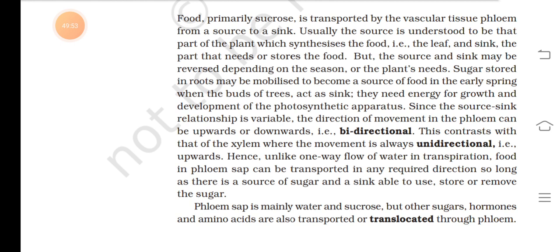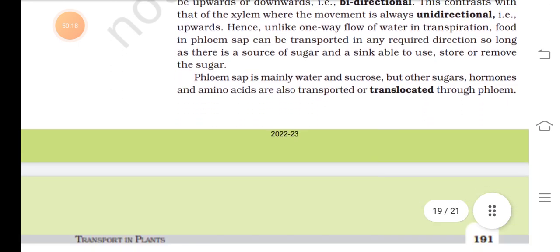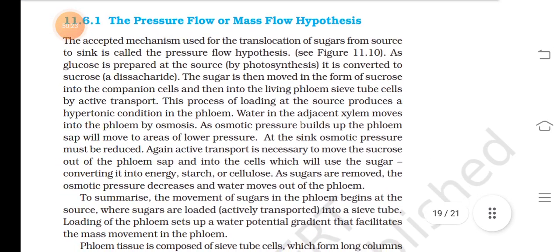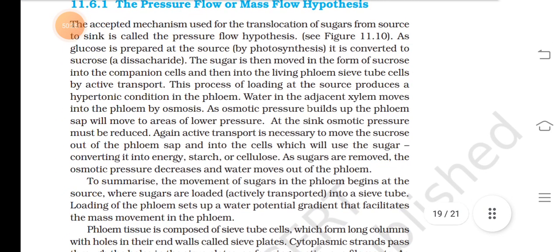Hence, unlike the one-way flow of water in transpiration, food in phloem sap can be transported in any required direction so long as there is a source of sugar and a sink able to use, store or remove the sugar. Phloem sap is mainly water and sucrose, but other sugars, hormones, and amino acids are also transported or translocated through phloem. 11.61 The pressure flow or mass flow hypothesis.